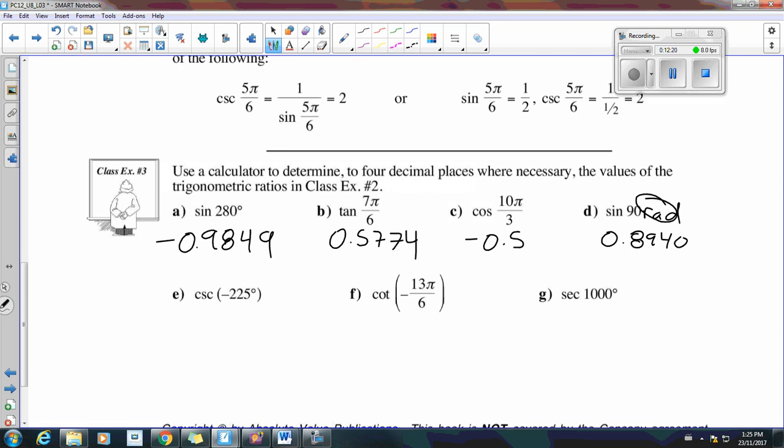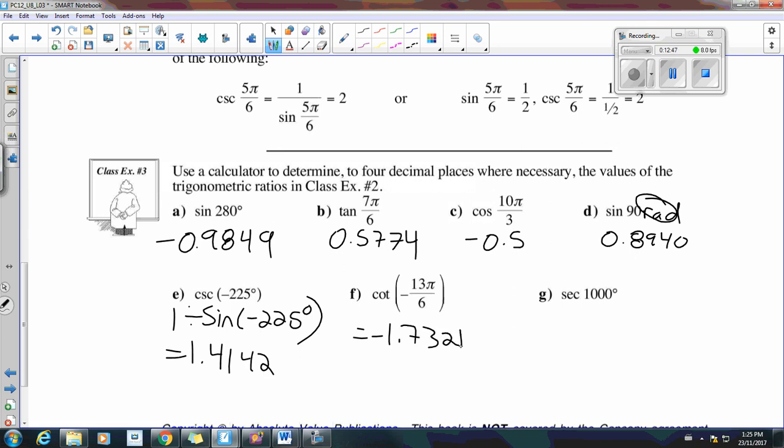E, cosecant of negative 225. So you could just type in 1 divided by the sine of negative 225. And this gives you 1.4142. Cotangent, again, you could type in here in radian mode 1 divided by the tangent of negative 13 pi over 6, and you'd get the value negative 1.7321. Going back to degree mode, secant of 1,000, you could type in 1 over cos of 1,000, and you would get 5.7588. So all these signs would match what we came up with in the last example.